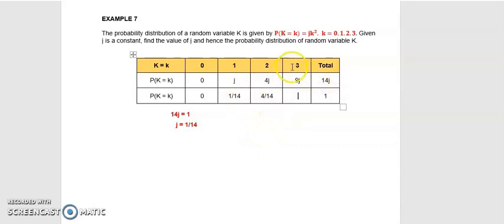And last one, if k equal to 3, the probability is 9j. So since we know that j is 1 over 14, so the probability when k equal to 3 is 9 multiplied by 1 over 14, which is 9 over 14. So if you total up, probability must be equal to 1. Okay, so 9 plus 1, 10, 10 plus 4, 14. So 14 over 14 equal to 1. So this is an example of probability distribution if a formula or equation is given to us.